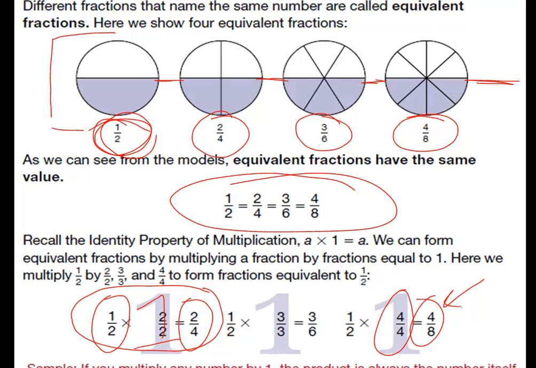Anytime you want to create an equivalent fraction, if I said take 1/2 and create an equivalent fraction that has a denominator of 6, then you'd multiply it by 3/3. You get your denominator of 6, and you get your equivalent fraction of 3/6.